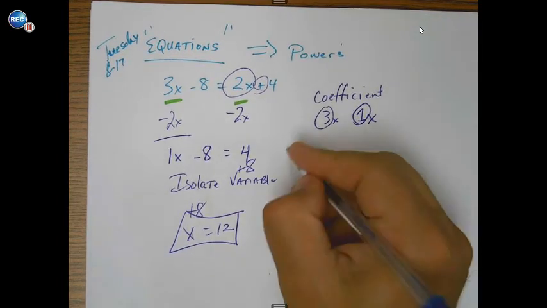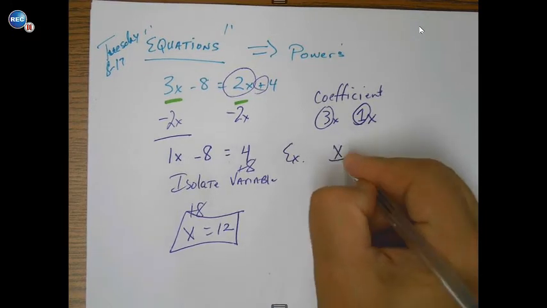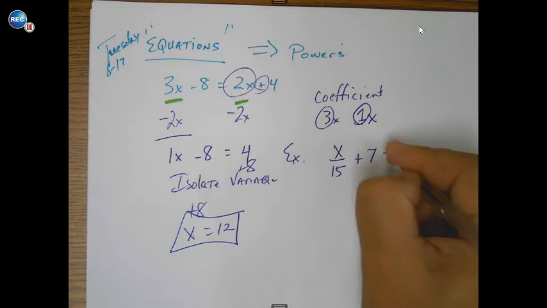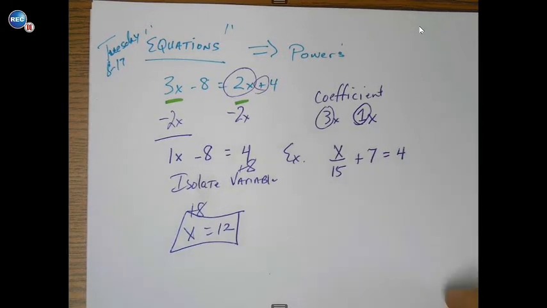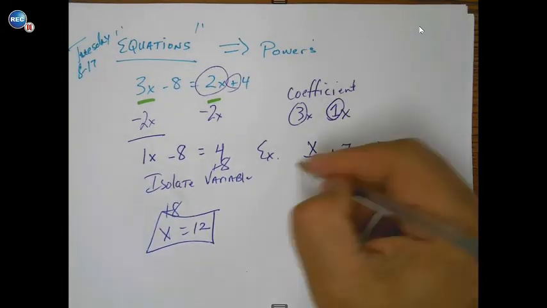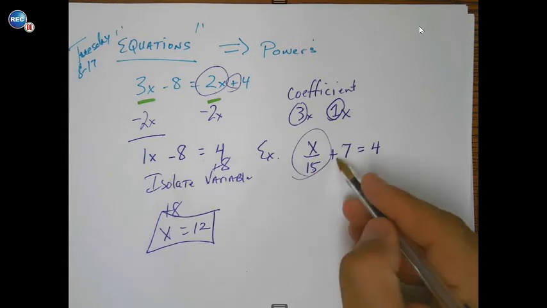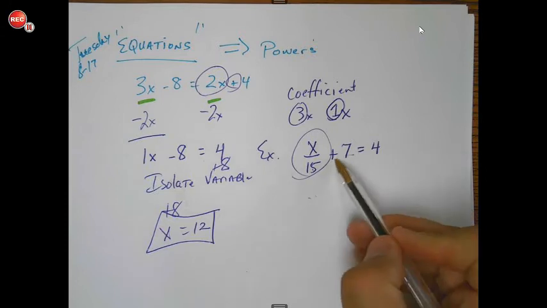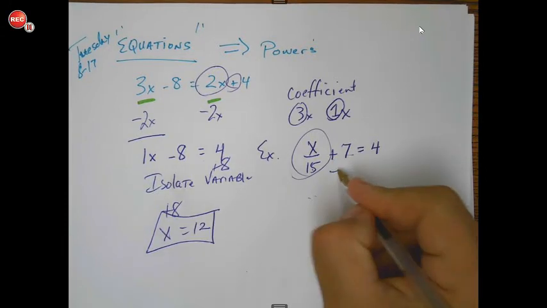Let's do another one. Okay, so let's say we have x over 15 plus 7 equals 4. Okay, so now this is a little different. What are they doing to our variable here? They're dividing by 15 and they're adding 7. We have to undo in the same order that we would do PEMDAS. So since we have addition, we need to go ahead and subtract.